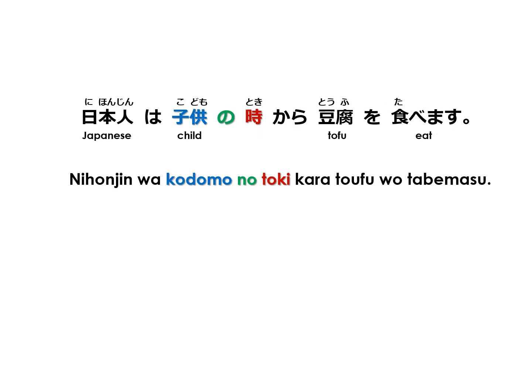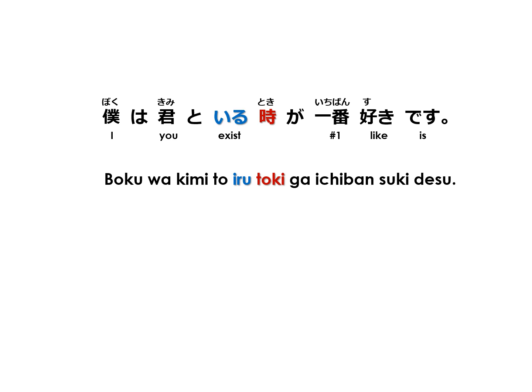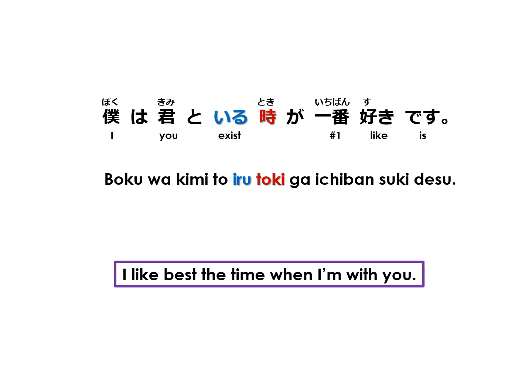日本人は子供の時から豆腐を食べます。Japanese people eat tofu since childhood. Here we have kara coming after toki. 僕は君といる時が一番好きです。I like best the time when I'm with you. And here we have the particle ga following toki.